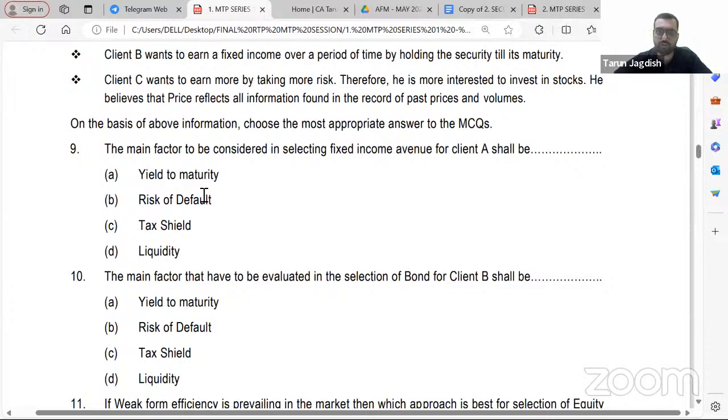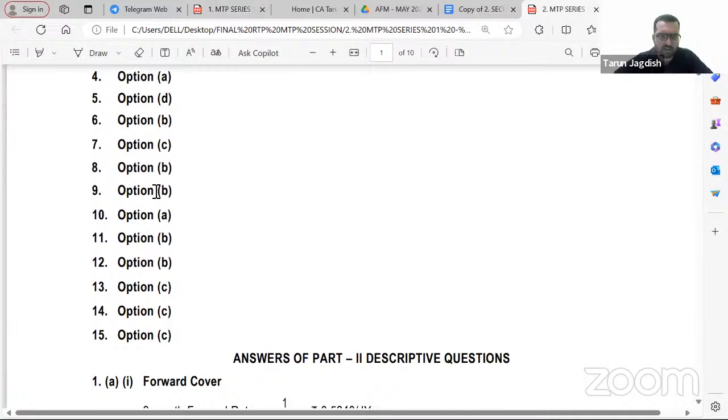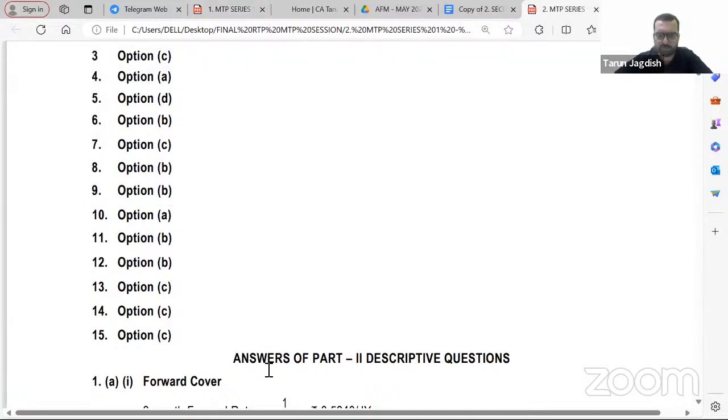He wants to make sure that he gets the money back. So the answer should be B. Can we check it? 9, the answer is B. Perfect. Everybody clear with the first part?